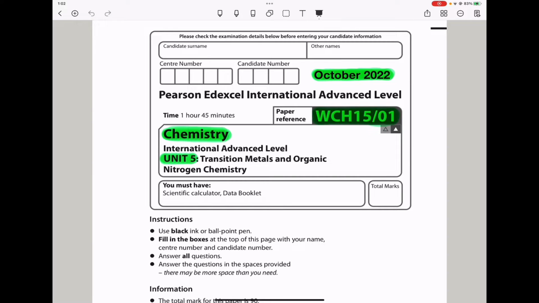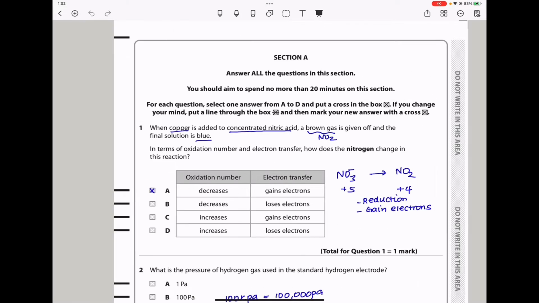Today we are doing the Pearson Edexcel International A-Level Chemistry Unit 5 for October 2022. Let us begin with the first question.